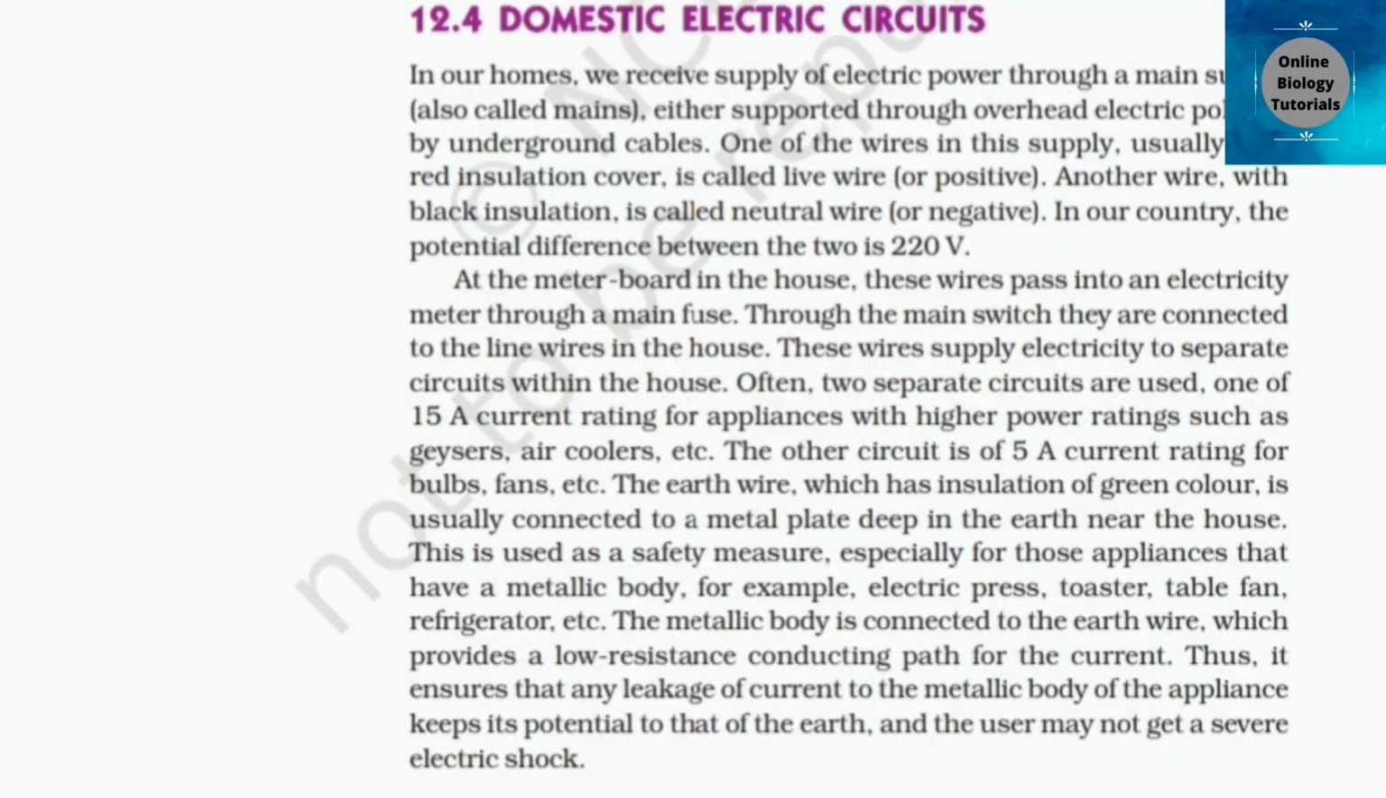The earth wire, which has insulation of green color, is usually connected to a metal plate deep in the earth near the house. This is used as a safety measure, especially for those appliances that have a metallic body, for example electric press, toaster, table fan, refrigerator, etc. The metallic body is connected to the earth wire, which provides a low-resistance conducting path for the current. Thus, it ensures that any leakage of current to the metallic body of the appliance keeps its potential to that of the earth, and the user may not get a severe electric shock.